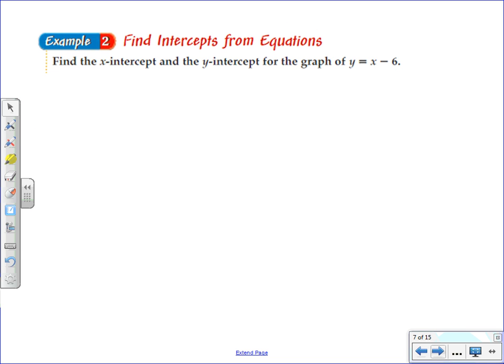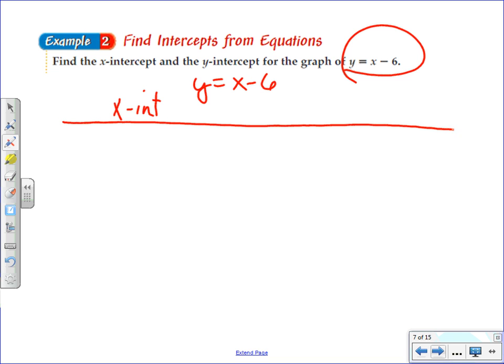Okay, here it says find the x-intercept and the y-intercept for the graph of y equals x minus 6. To find these intercepts, it's 2 steps. We have to find the x-intercept, and we have to find the y-intercept. So I'm going to make a little table for myself so I keep my problem organized. You know me, I like everything organized.